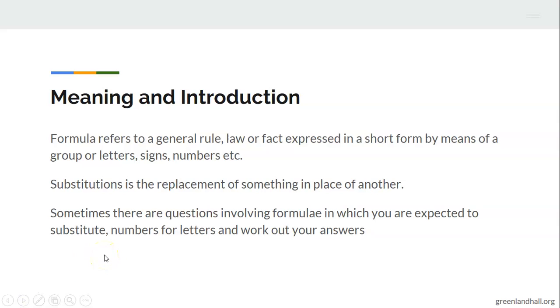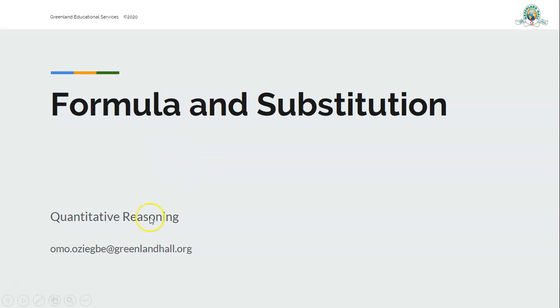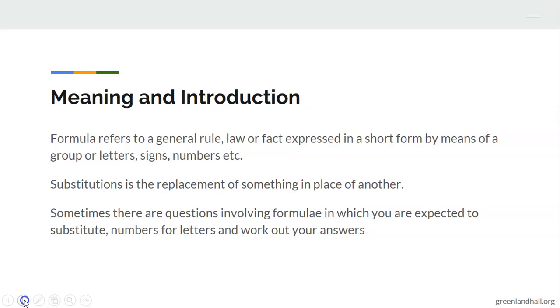Well, now we have to define our terms, formula and substitution. What is formula? Formula refers to a general rule. We have to take it forward. Formula refers to a general rule.